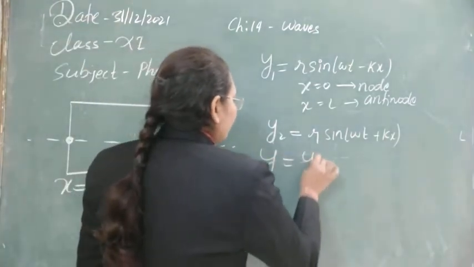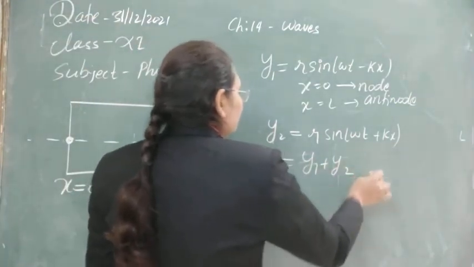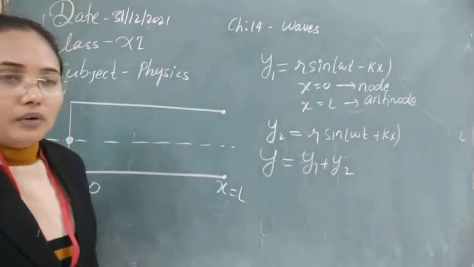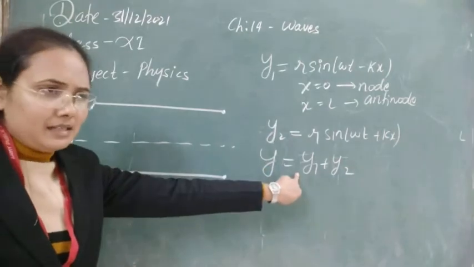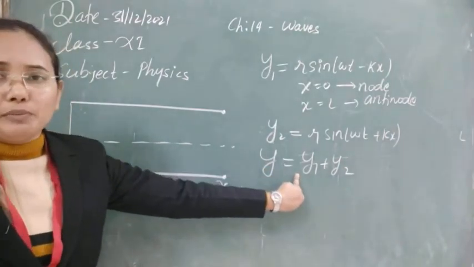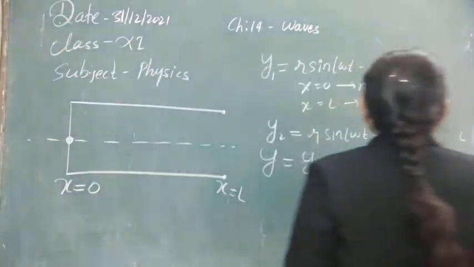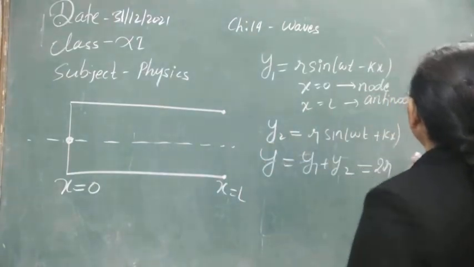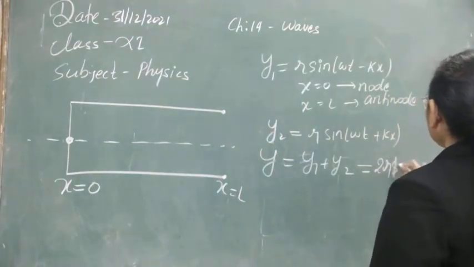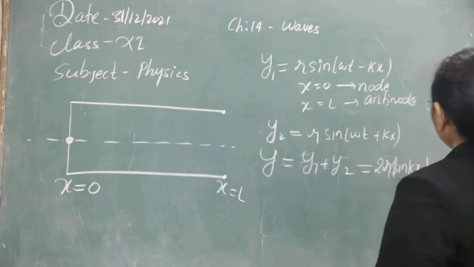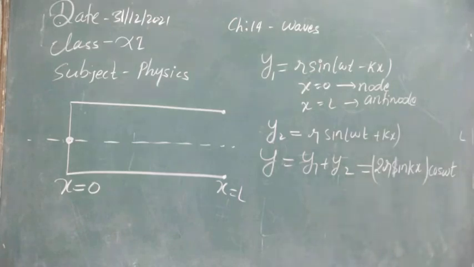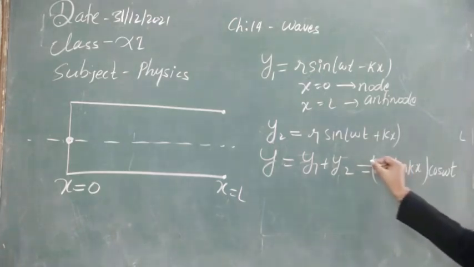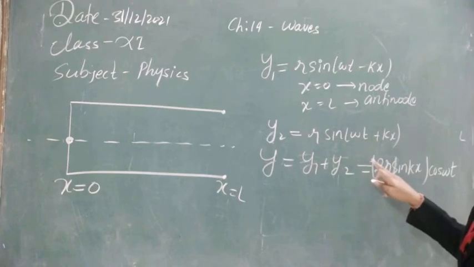Here, if you apply the superposition principle, this will be y1 plus y2. Now you write these two equations, then use sin C plus sin D as we have used before. So we have got the value of this one, that was 2r sin(kx) into cos(omega t). So this was the displacement equation that we got last time. The same displacement equation, with one more minus sign here, is what we get now.